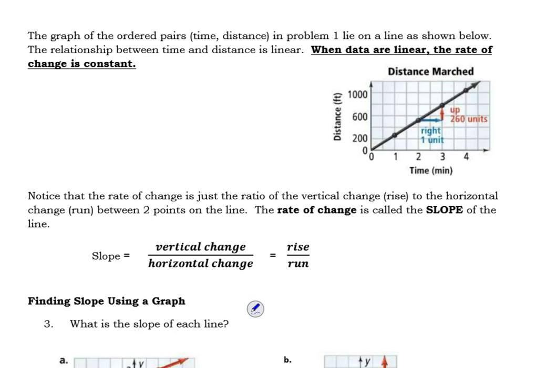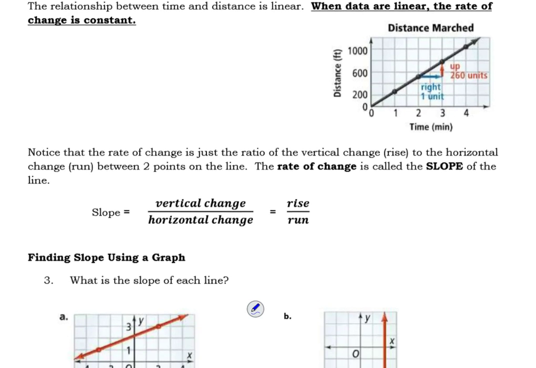The graph of the ordered pairs, time and distance in problem 1, lie on a line as shown below. The relationship between the time and distance is linear. Remember, if the data is linear, the rate of change is constant. We talked about that in chapter 1. When I had you determine if functions were linear or nonlinear, we looked at the rate of change. All linear functions have a constant rate of change.